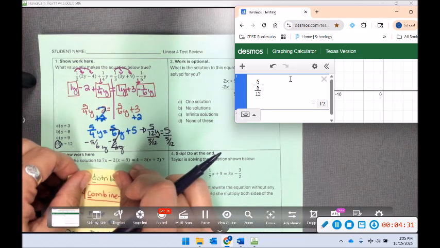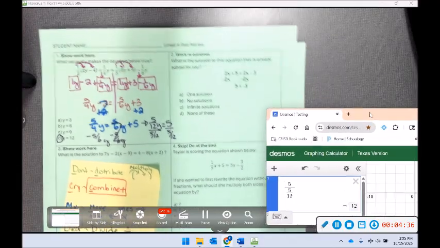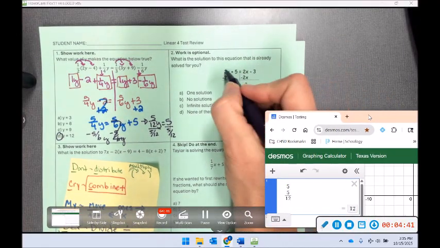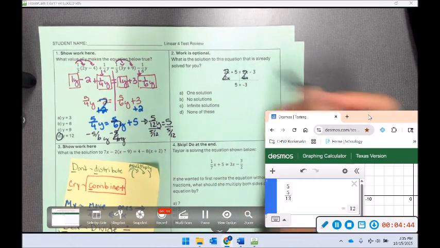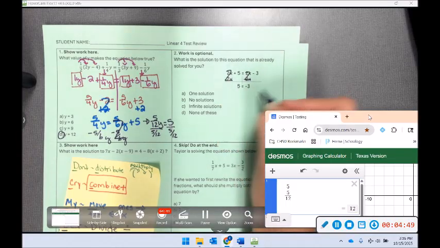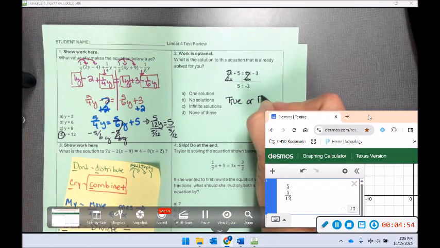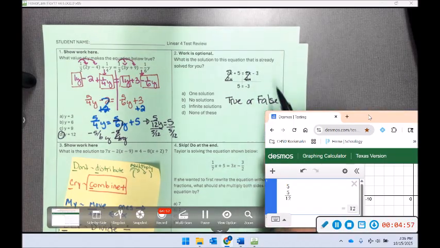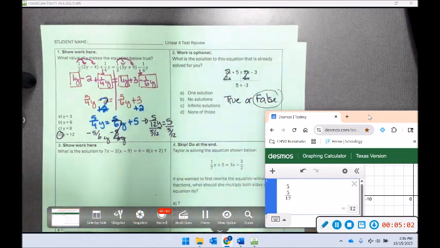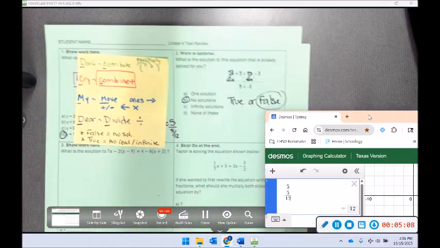Okay, now we're going to look at number 2. On number 2, let me move this Desmos out of the way. On number 2, they've done all the work for me, and the student did everything correctly, and we'll notice that the x's zero out on both sides, and all I'm left with is 5 equals -3. When this happens, when all your variables go away, you ask yourself, is the statement above true or false? Does 5 equal -3? No, it doesn't, so it's false. Because it's false, we know that we're going to pick the answer, no solution.